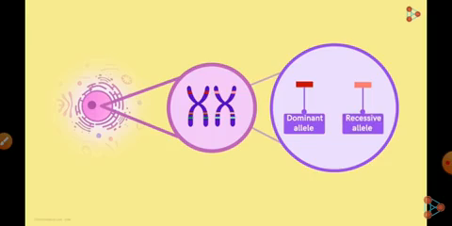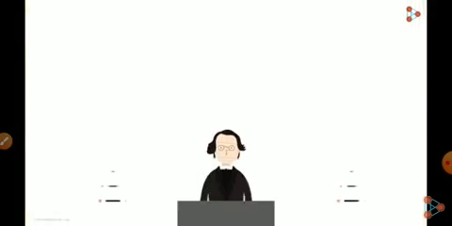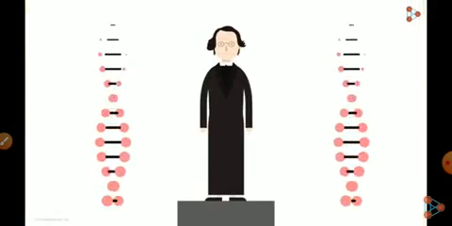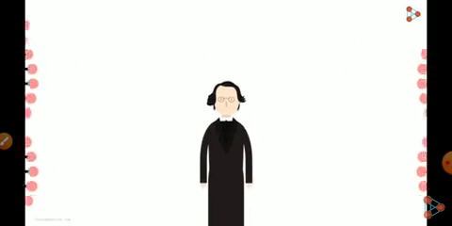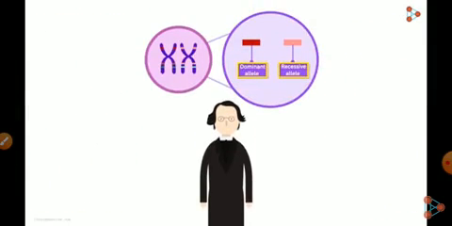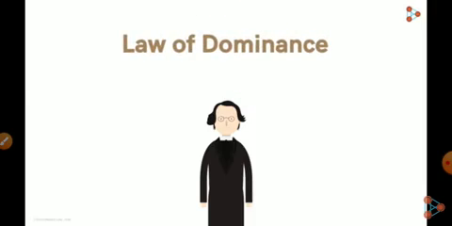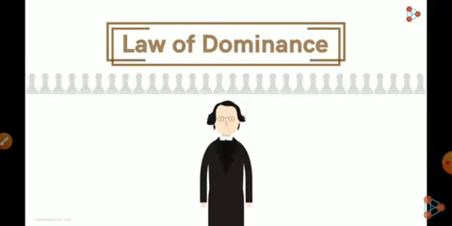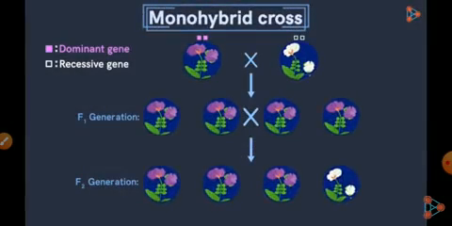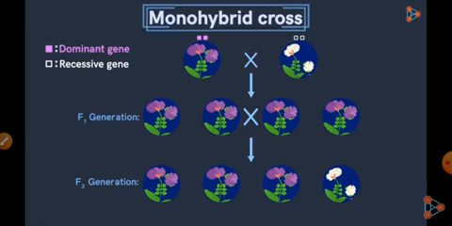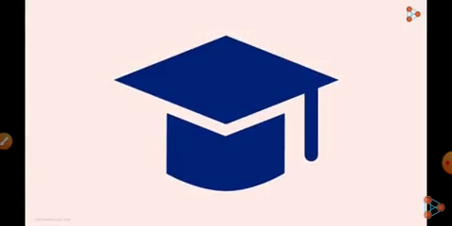But this wasn't known back then, not even to Gregor Mendel. That is the reason why he put forth the concept of dominant and recessive alleles with the help of this law. This law is called the law of dominance. After the monohybrid cross, Mendel concluded that a few genes are dominant while the others are recessive. Let's have a look at what the law has to say.